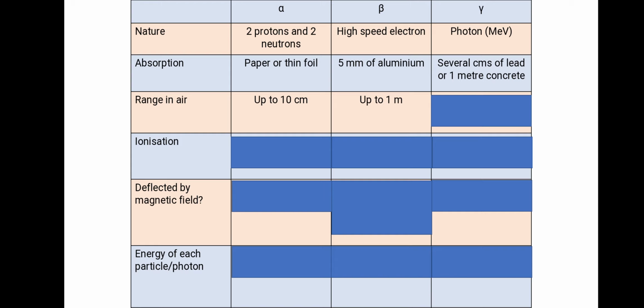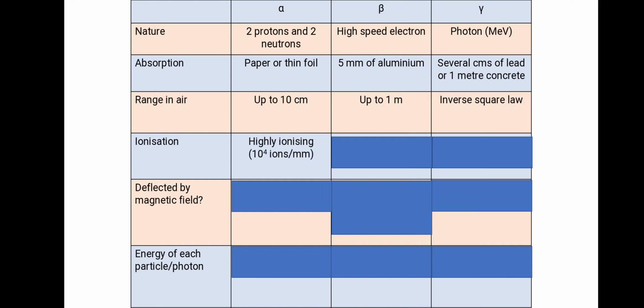Beta radiation, up to 1 meter. So again, just outside the human body, beta radiation would be very dangerous, especially when we move on to ionization shortly, and then we'll discuss that. And gamma follows an inverse square law. So the range in air is very long, hundreds of miles potentially.